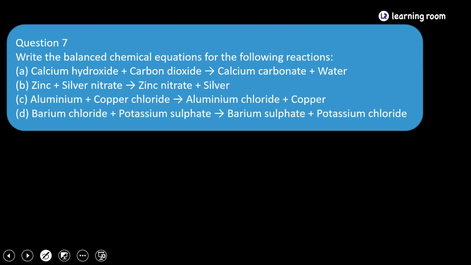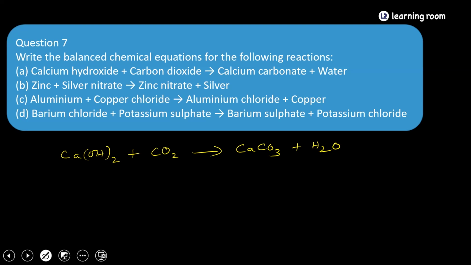First, calcium hydroxide, Ca(OH)2. What is the carbon dioxide formula? CO2. It gives calcium carbonate. What is the formula of calcium carbonate? CaCO3. What is the formula for water? H2O. So you have 1 calcium, and so it is a balanced equation. Look at both sides: 2 hydrogen and 4 oxygen. Carbonate has 3 oxygen, water has 1 oxygen, so 4 oxygen. Is it correct?